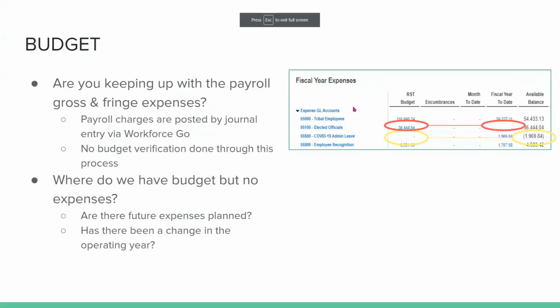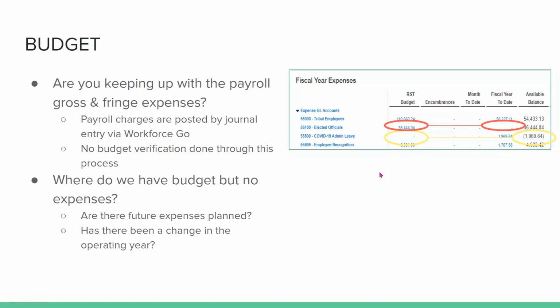County Tribune. So when we're talking about the budget, it's going to be about, are we keeping up with our expenses? So an example here, are we keeping up with payroll, gross, and fringe expenses? Payroll charges are posted by journal entry via Workforce Go, so there's no budget verification like when we make a purchasing request.